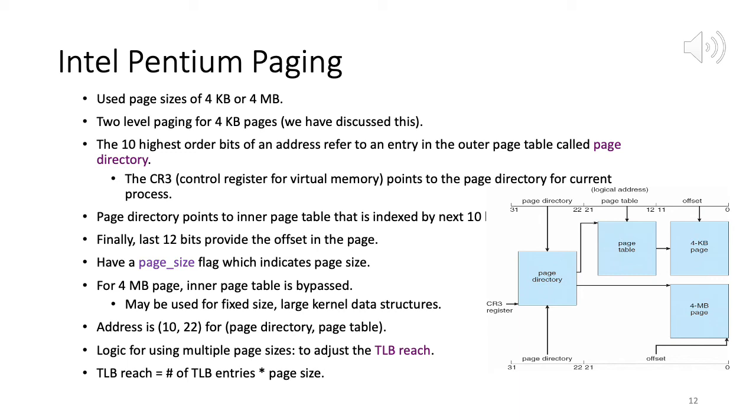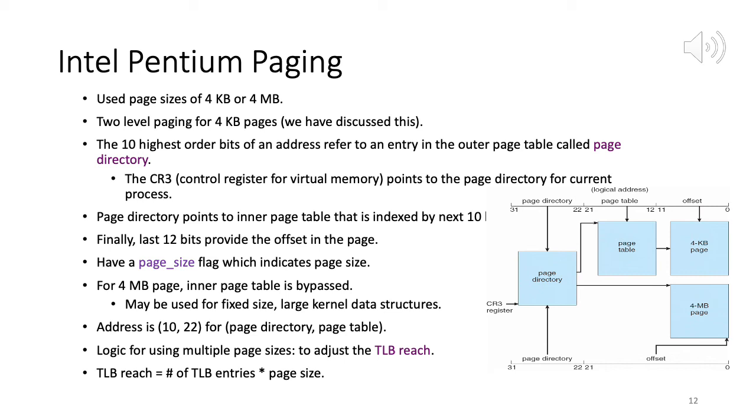Outer page table 10 bits, inner page table 10 bits, offset 12 bits. When you're using a 4 MB page size, then the offset will of course increase. It will be 22 bits now, and the page number is 10 bits. So 22 bits for the offset and 10 bits for the page number. So you can have 2 raised to 10 such pages. Okay. So address is 1022 for page directory and page table.